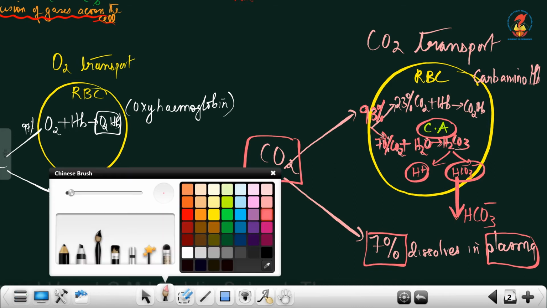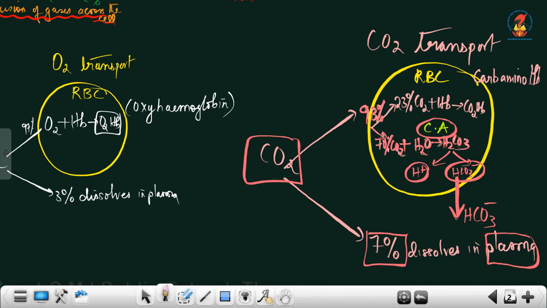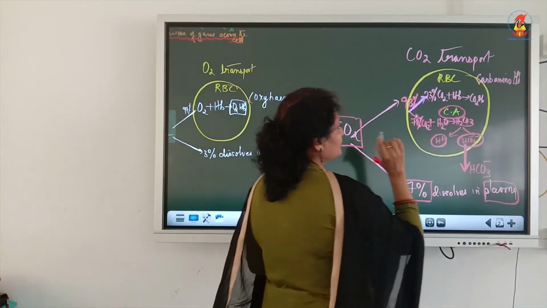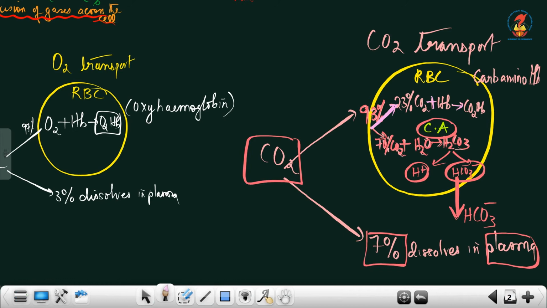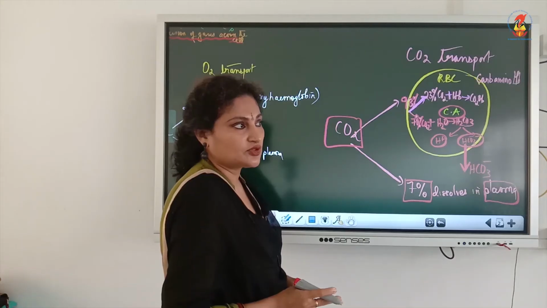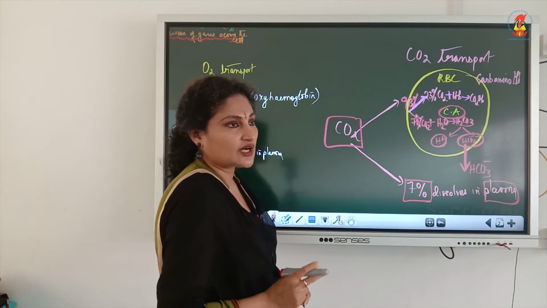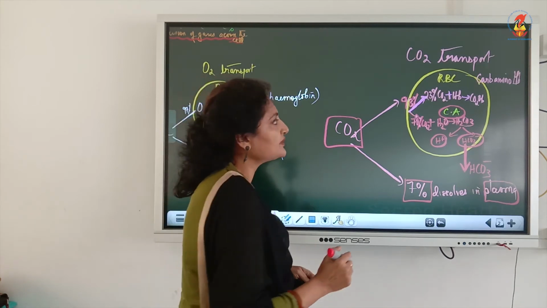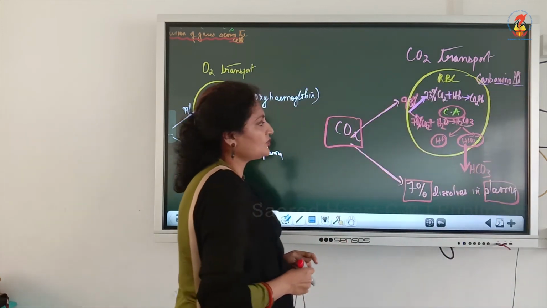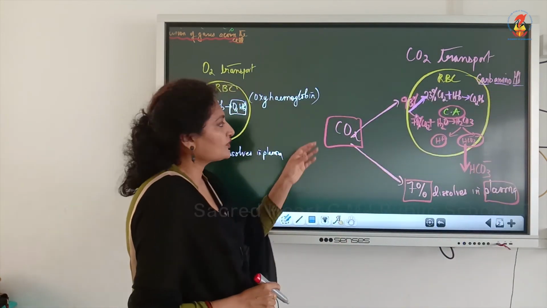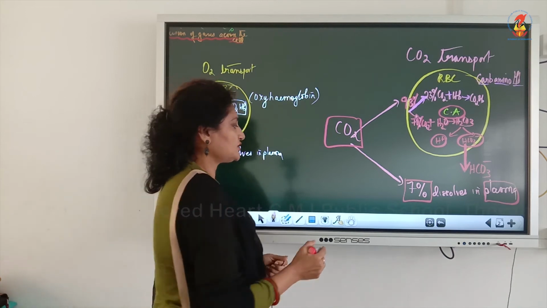Now, the other part is 23%, or 20 to 25, I am going with 23% of the carbon dioxide combines with the hemoglobin to form carbaminohemoglobin. It is not carboxyhemoglobin, I am reiterating, it is carbaminohemoglobin, split in 3 words. Okay. This is the route or the ways in which carbon dioxide is transported.